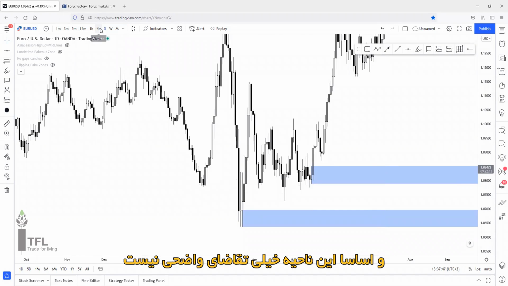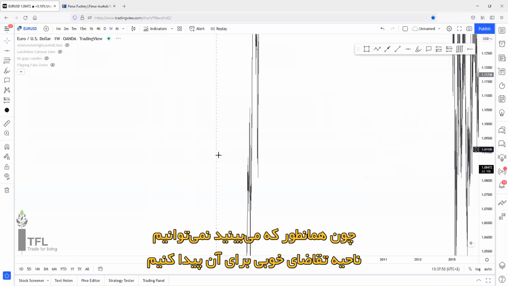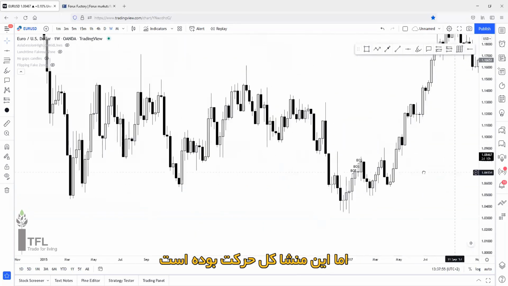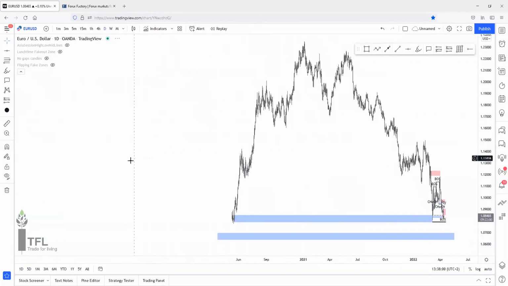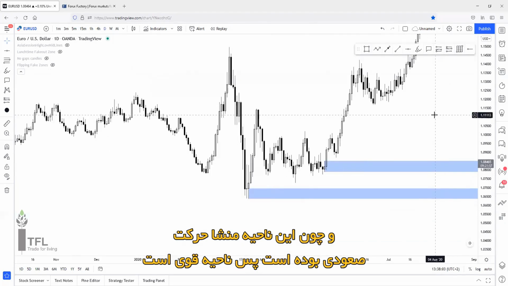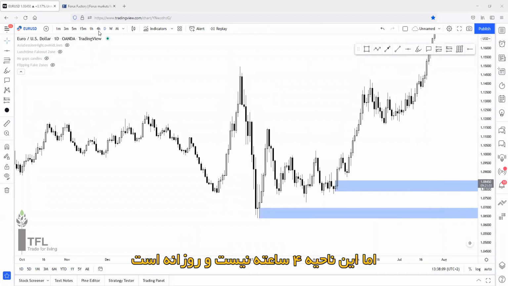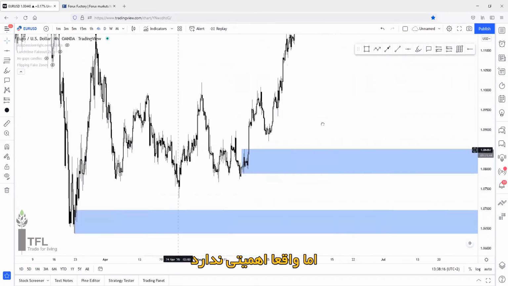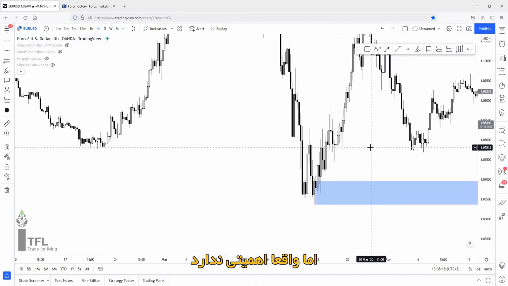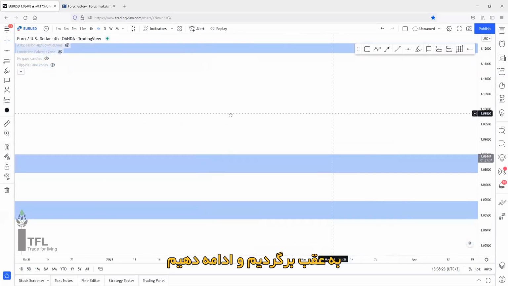And basically, this isn't a really clear demand zone because, as you can see, we can't really find a good point for this demand zone, but this was the origin of the whole movement. This was the origin of this whole upside movement. And by knowing the fact that this was the origin of this whole upside movement, it makes it stronger. But yeah, this isn't even a 4-hour zone. This is a daily demand zone. But it doesn't really matter. Okay, go back and continue.